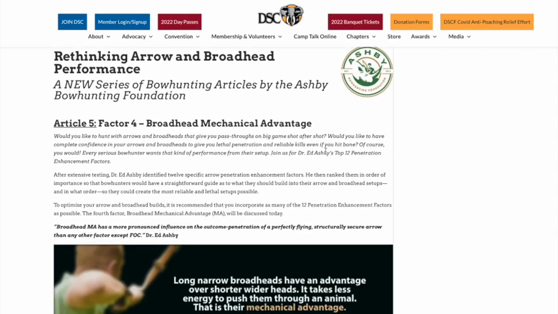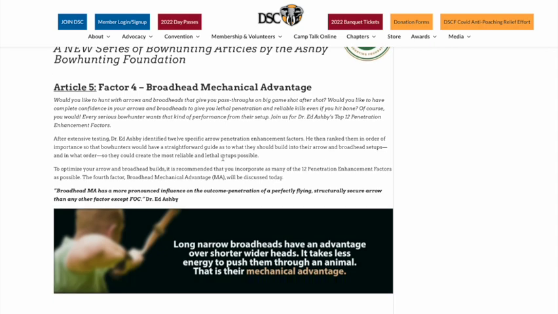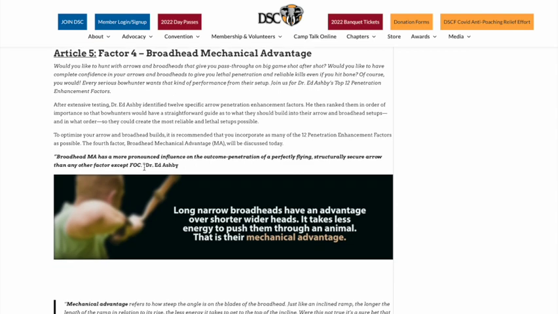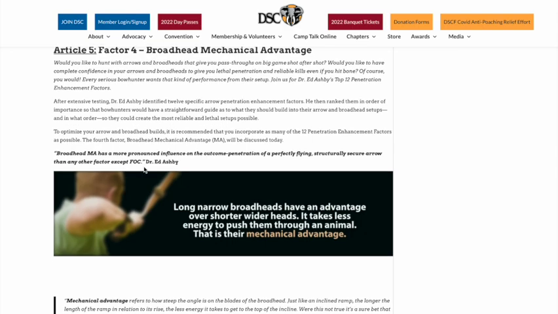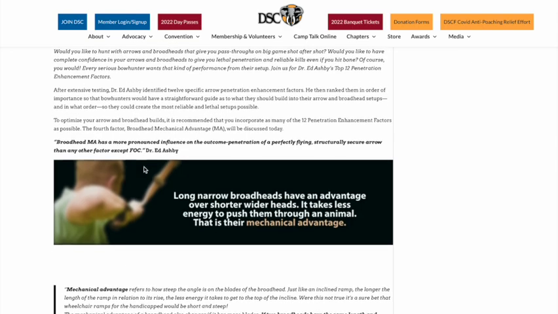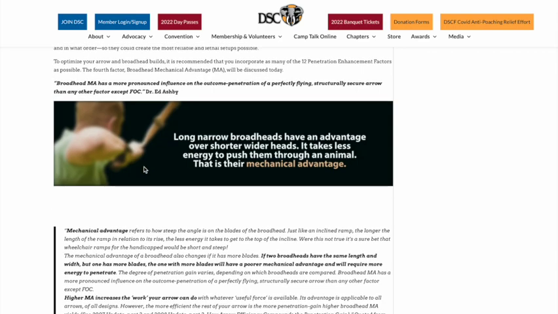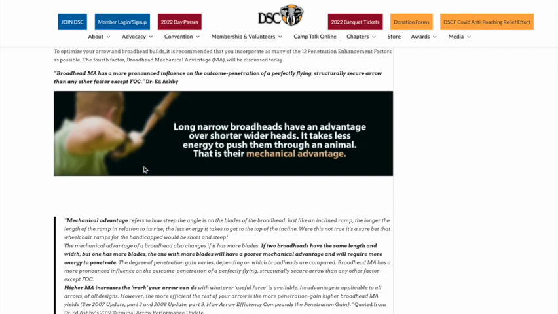article on broadhead mechanical advantage, in which Dr. Ed Ashby is quoted as saying, "Broadhead mechanical advantage has a more pronounced influence on the outcome penetration of a perfectly flying, structurally secure arrow than any other factor except for FOC." So it's good to go through this and point out the errors that are made in this analysis, and the whole idea of mechanical advantage, and how mechanical advantage is a perfectly good physics concept, but it's been misapplied in this particular case.